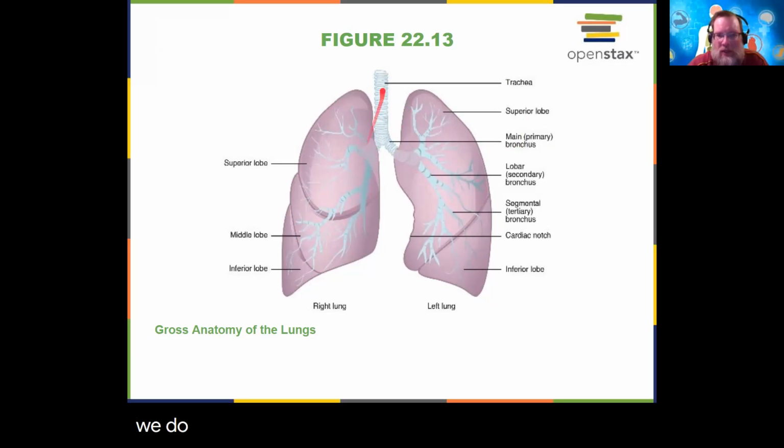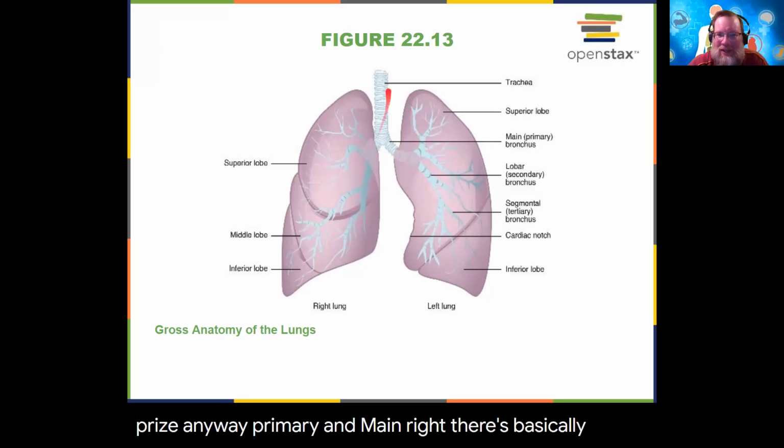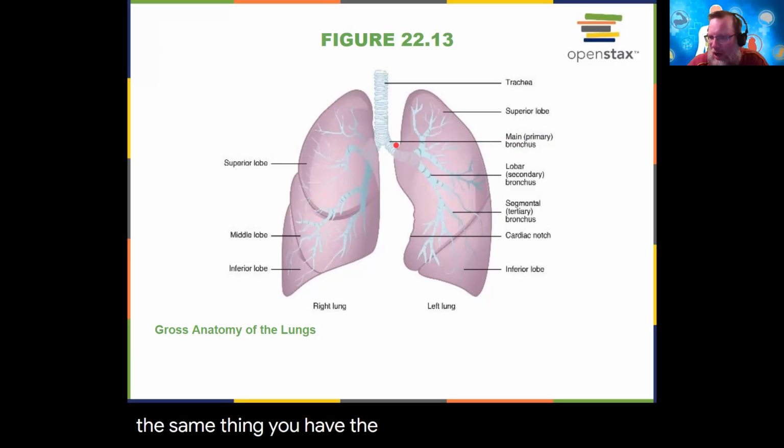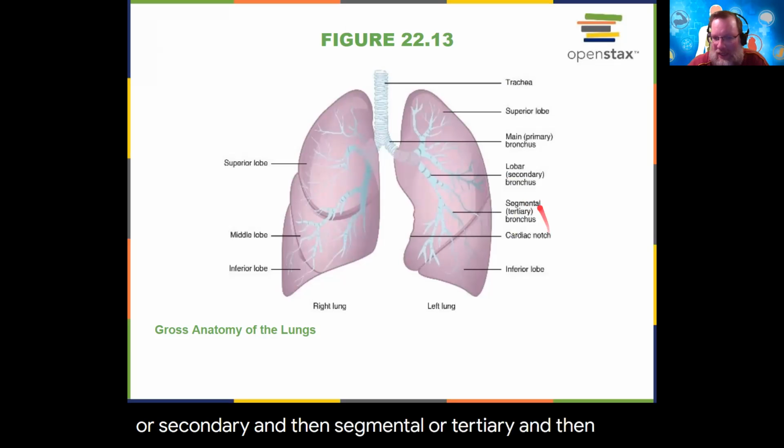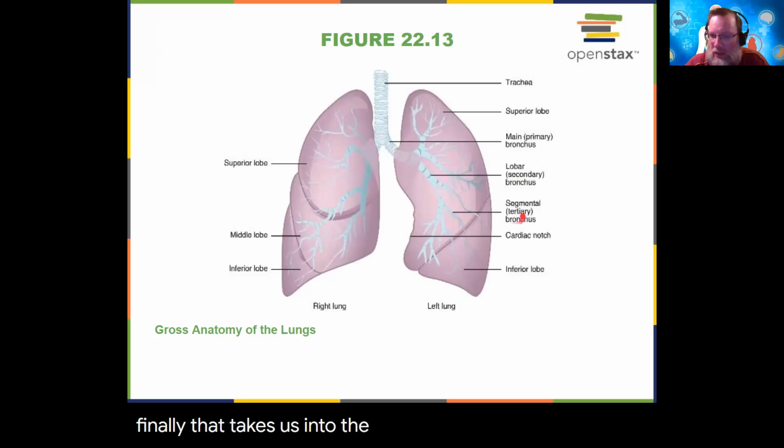We do see the main bronchi, also called primary. Primary and main basically mean the same thing. So you have the left and right primary bronchi or the left and right main bronchi. Then we have the lobar or secondary, and then segmental or tertiary. And then finally, that takes us into the bronchioles at that point.